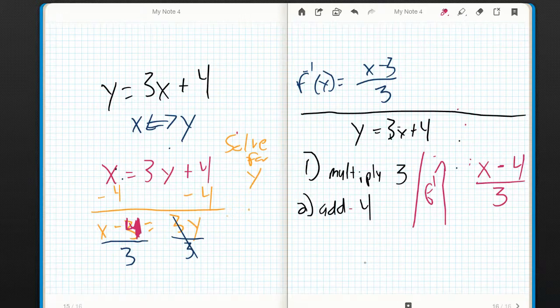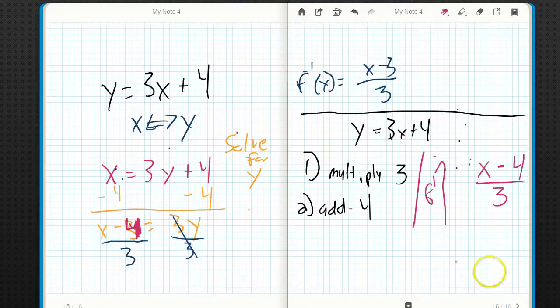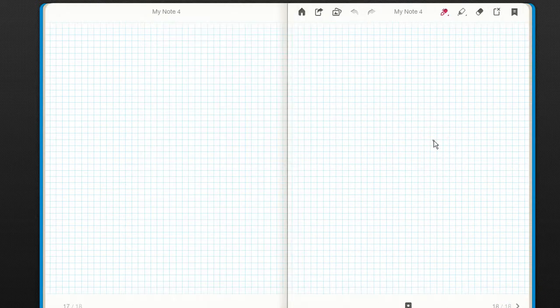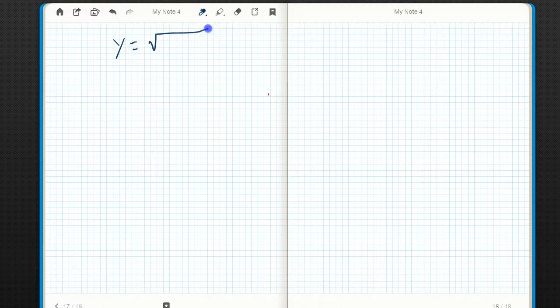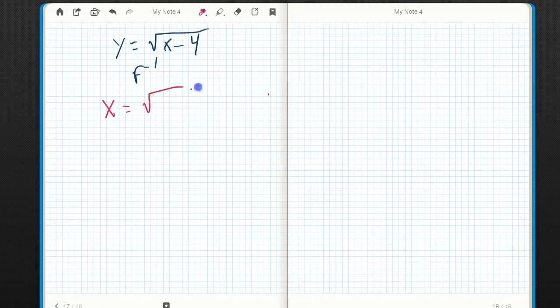So we're going to do one more example. All right, let's do a square root problem. Say y is equal to the square root of x minus 4. Let's find the inverse. Again, the first step is to switch. So x is equal to the square root of y minus 4.